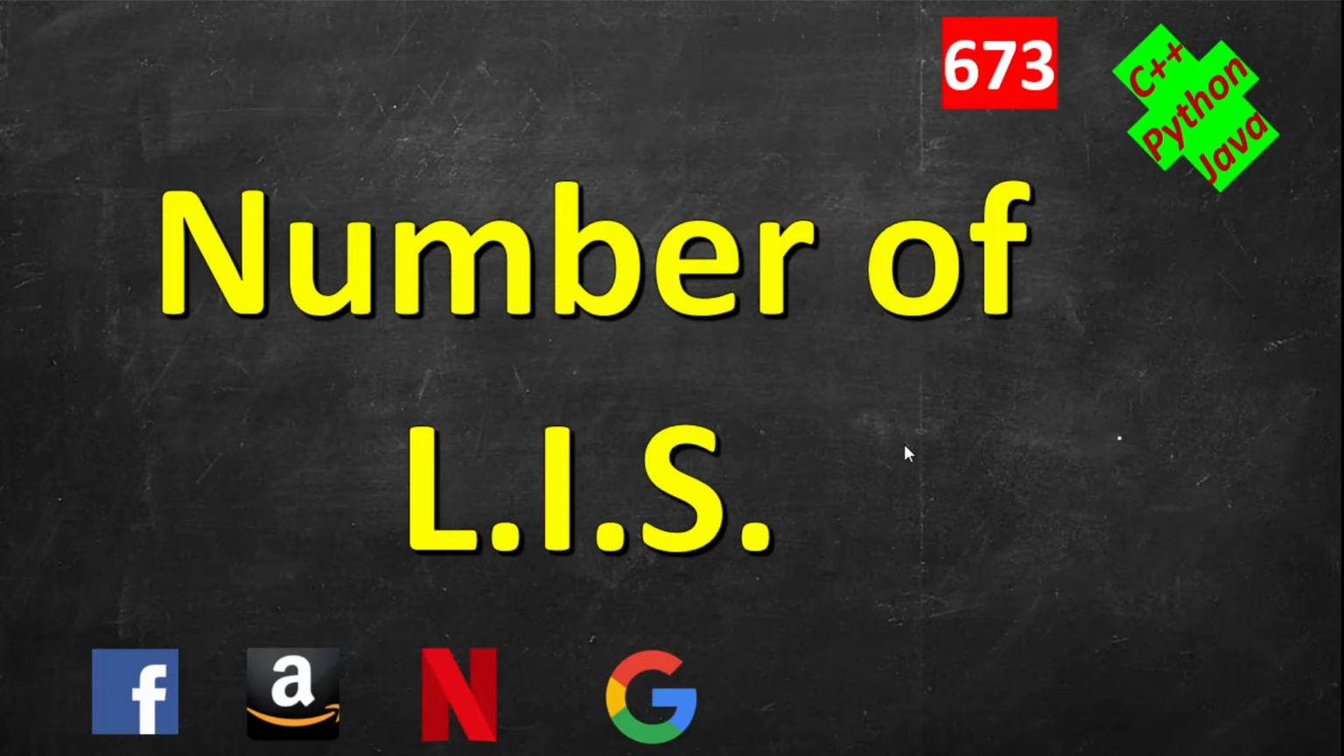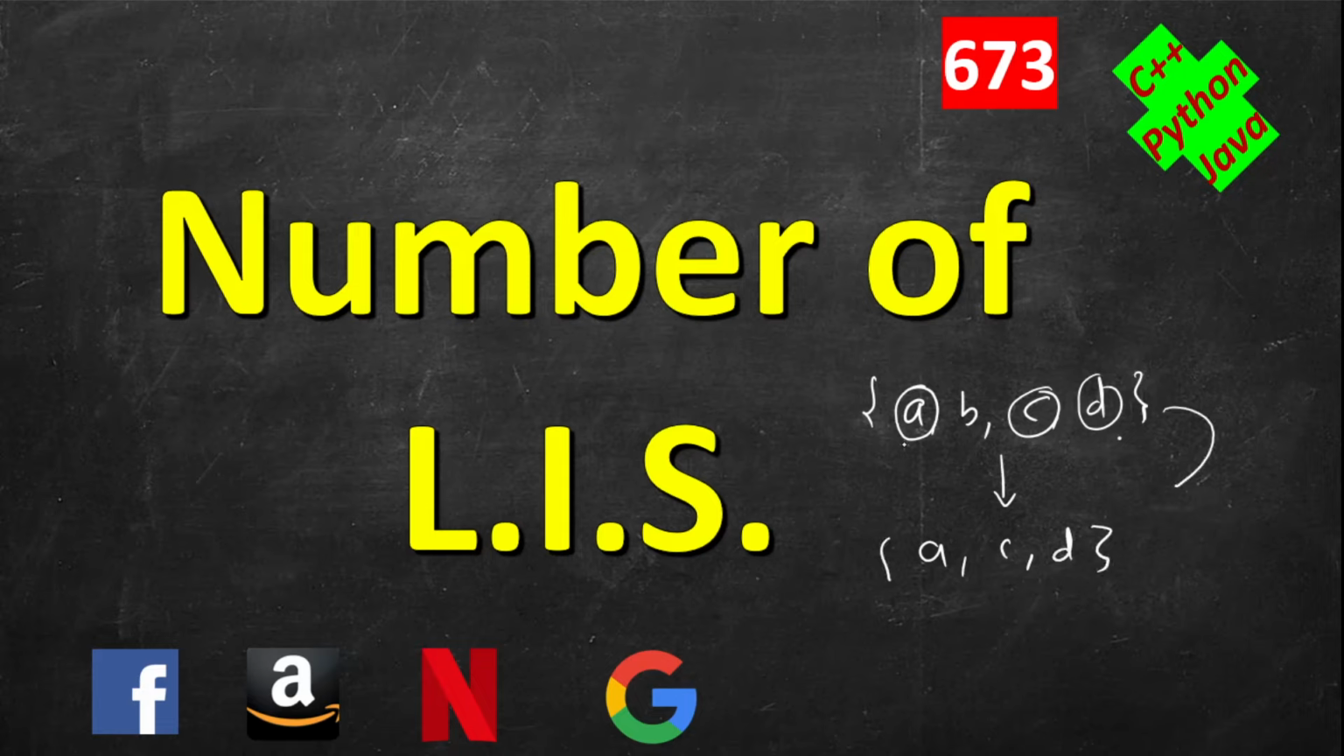In this problem, we have to find the number of longest increasing subsequences. A subsequence is a sequence from the original list. Let's say we have a list A, B, C, D. We pick some elements, let's say A, C, D. We can pick all of them, or fewer, but we have to keep them in the same order as they were in the original list. So A, C, D is a subsequence of this list.